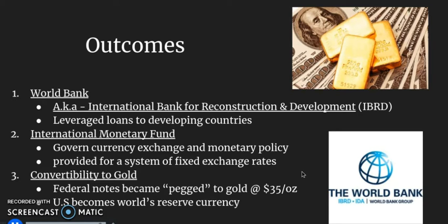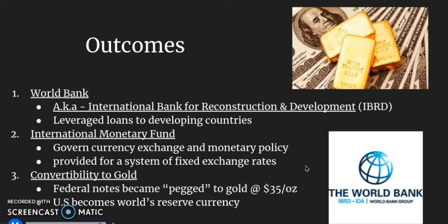Lastly, the third outcome of Bretton Woods was that the US dollar became the world's gold reserve currency. At the time, the US held between 2/3 and 4/5 of the world's gold supply. So they determined that the US dollar would become pegged to gold at $35 an ounce, and that member nations could convert their currency to dollars, and those dollars could be converted to gold.